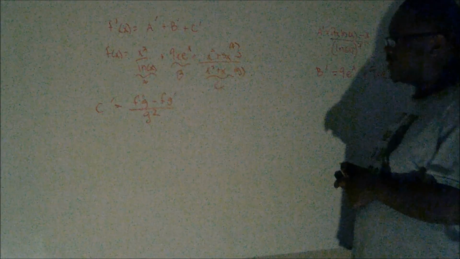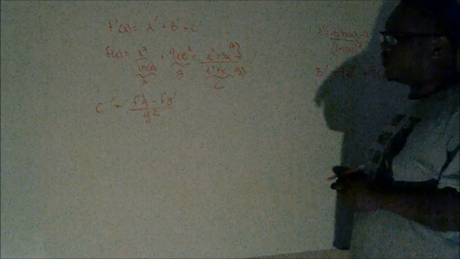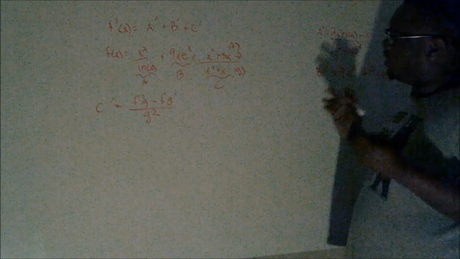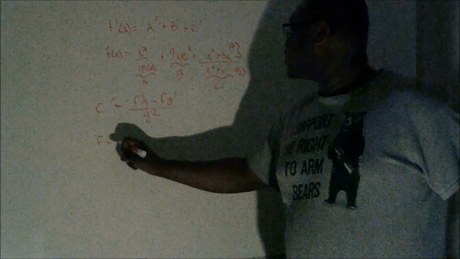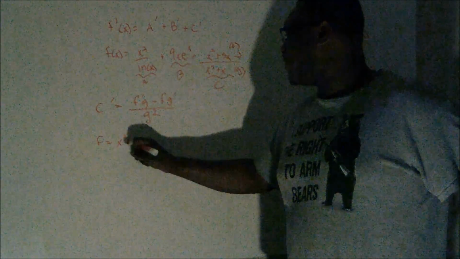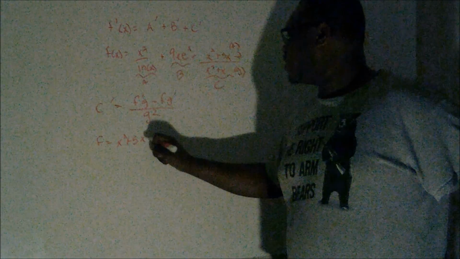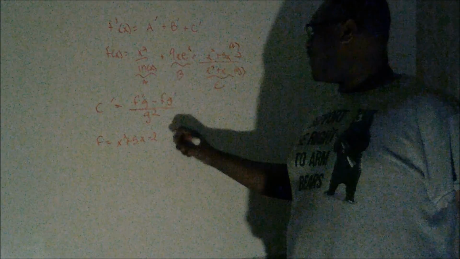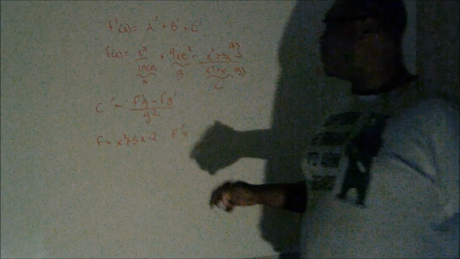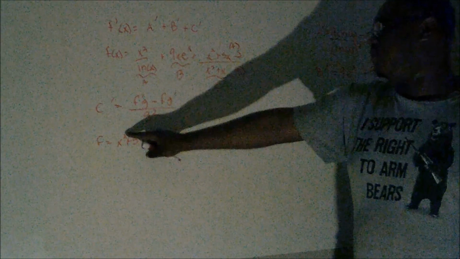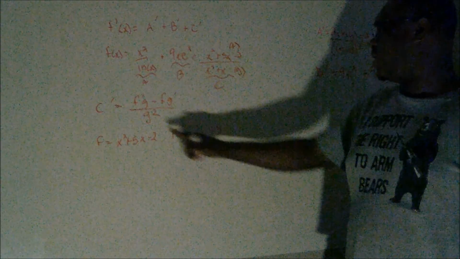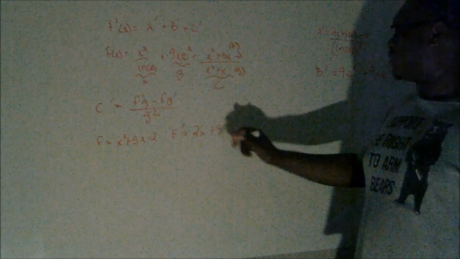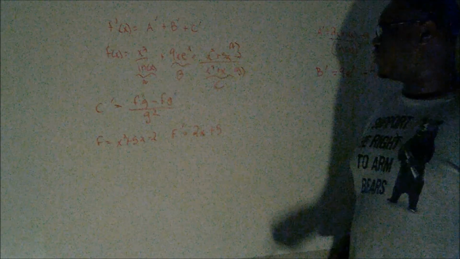Then what we're going to do is label each function. So we have f equals x squared plus 5x minus 2. We're going to have f prime be equal to the derivative of that. This is very simple. Equal to 2x plus 5, and then the derivative of negative 2 is just 0. So we just have f prime is equal to 2x plus 5.